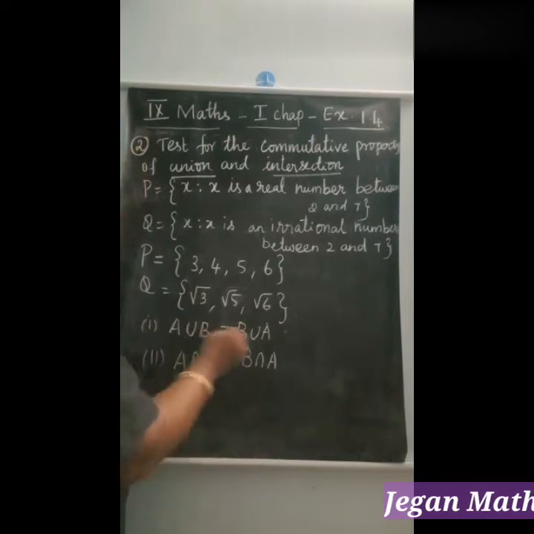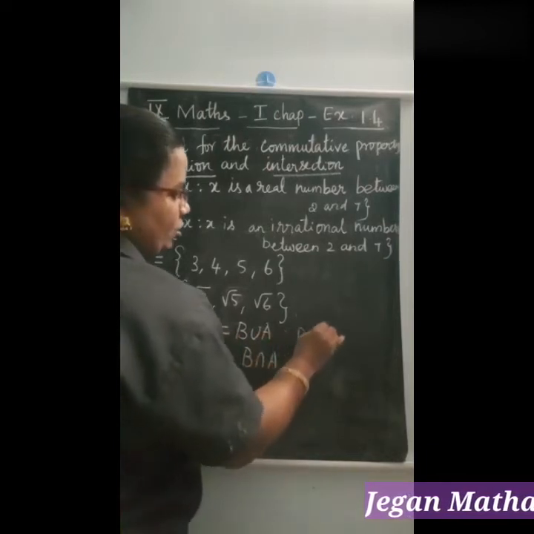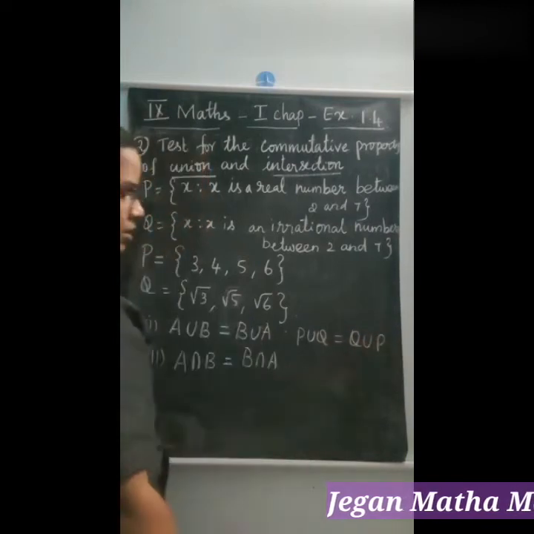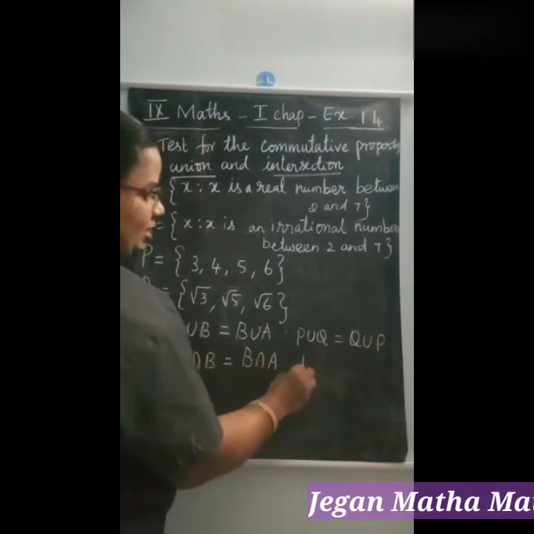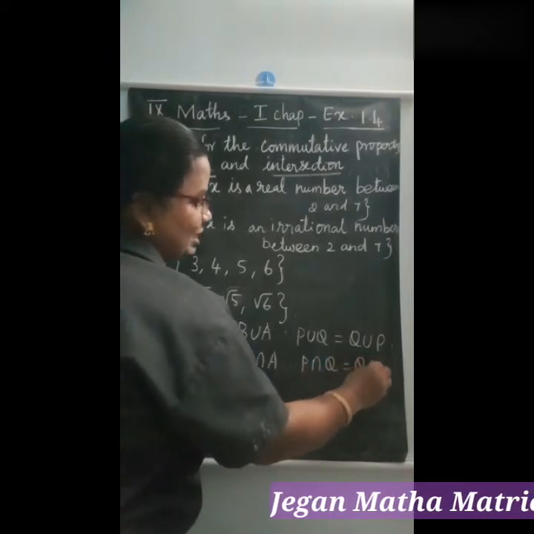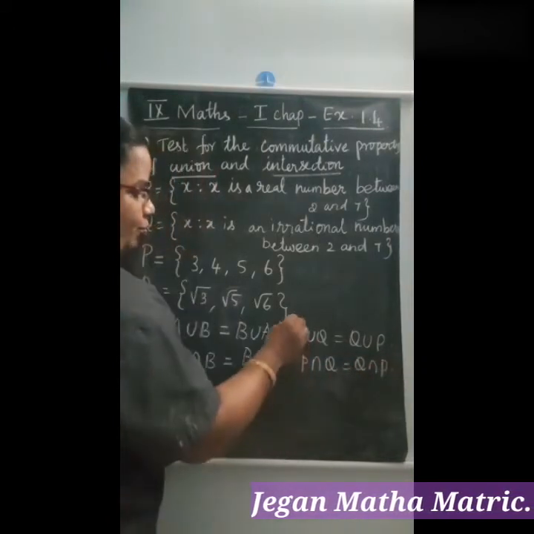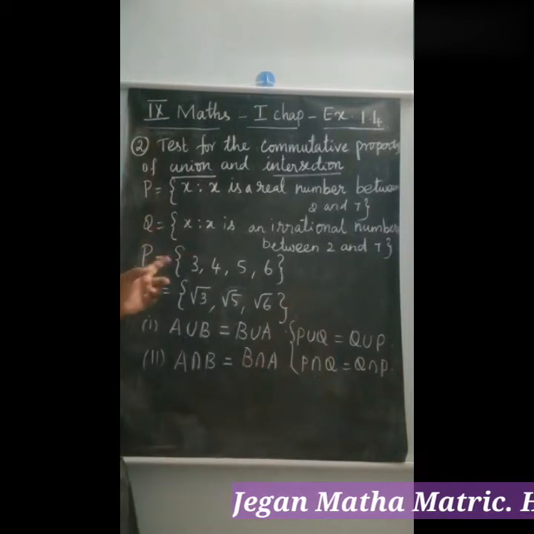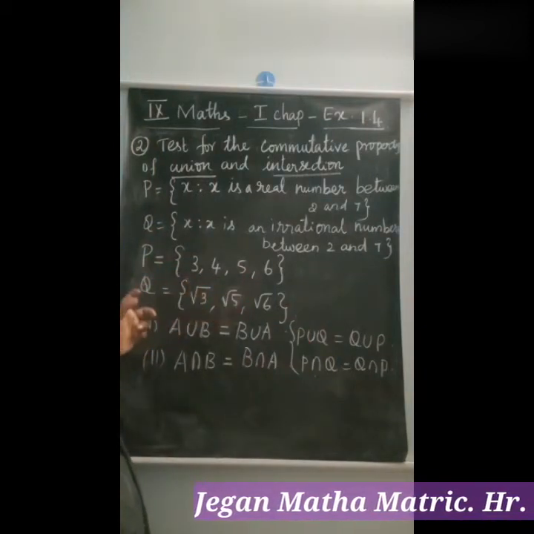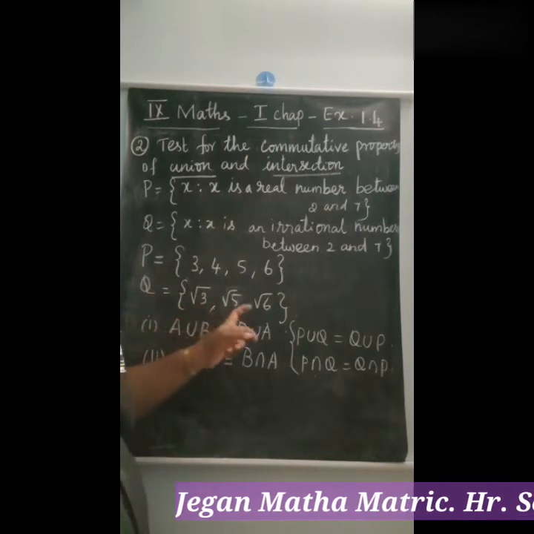So, let us consider this one: P union Q is equal to Q union P. Next, P intersection Q is equal to Q intersection P. We have to prove these two formulas for this sum, that is, P is equal to {3, 4, 5, 6} and Q is equal to {root 3, root 5, root 6}.